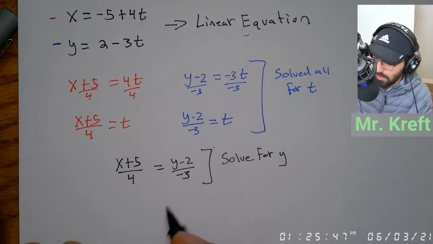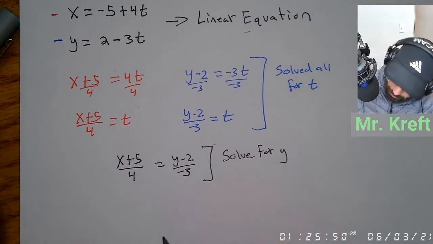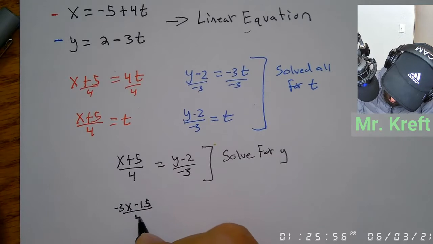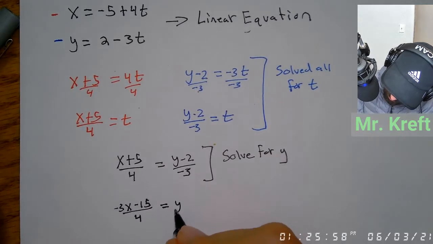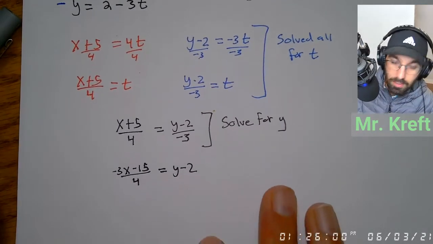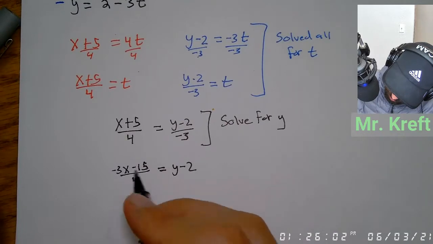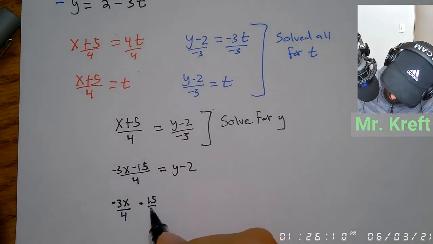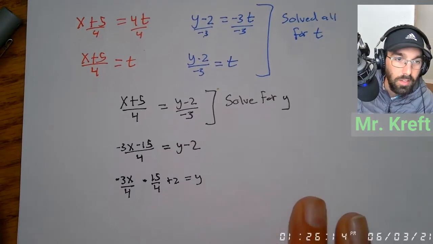Okay. So to solve this, I'm going to start by multiplying by -3. So I get negative 3x minus 15 over 4 equals y minus 2. And then I'm going to add 2. So we can break this up. So I can have negative 3x over 4ths, and then minus 15 over 4 plus 2 equals y.